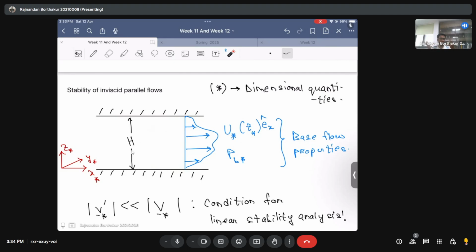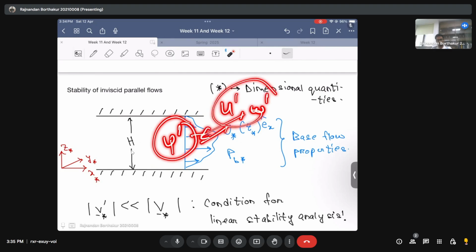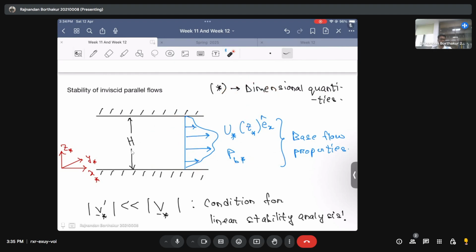The advantage of reducing it to a 2D problem is that, first of all, the number of governing equations will come down, and since the number of governing equations will come down, the number of unknown variables will also come down. And then we can use the famous stream function approach to reduce the unknowns. I hope you can understand that the unknowns are basically u prime and w prime. What I can do is define a psi prime, the perturbed stream function, and then we can reduce u prime and w prime into just one unknown. We will simply follow the stream function vorticity approach.